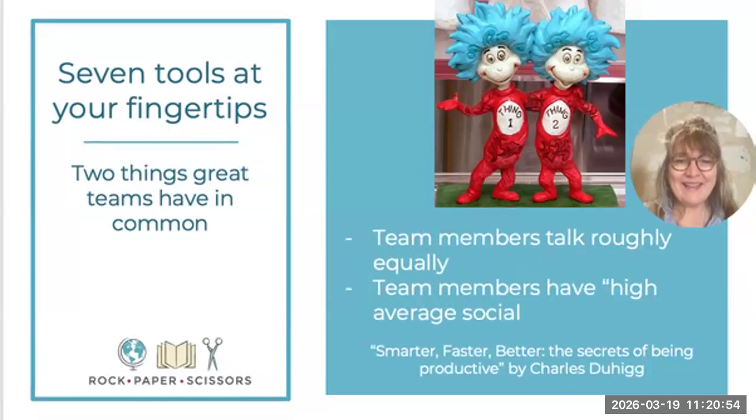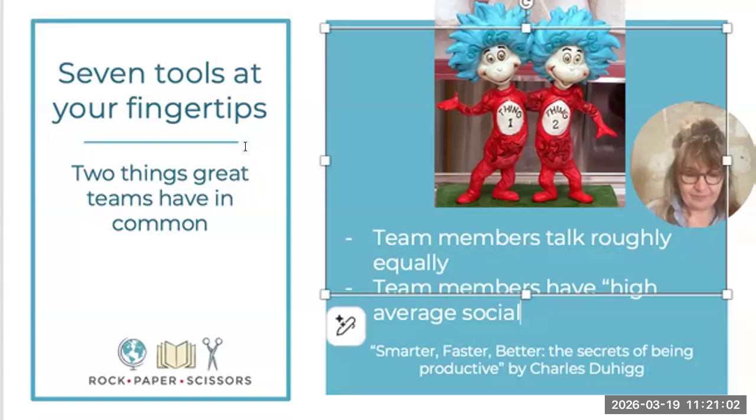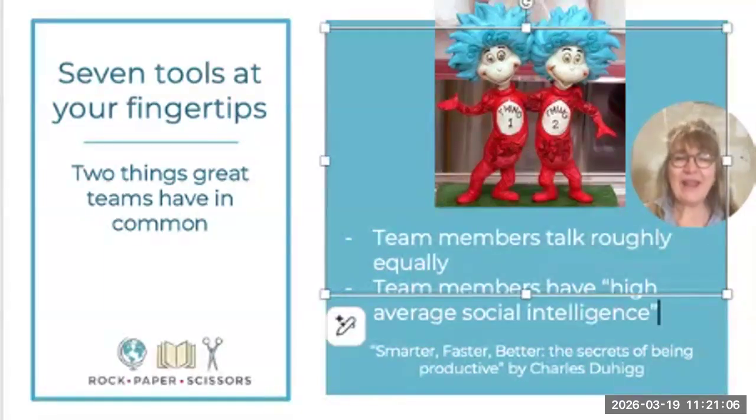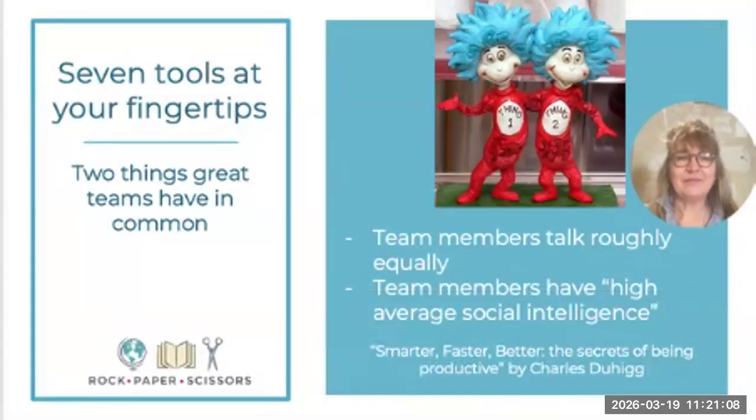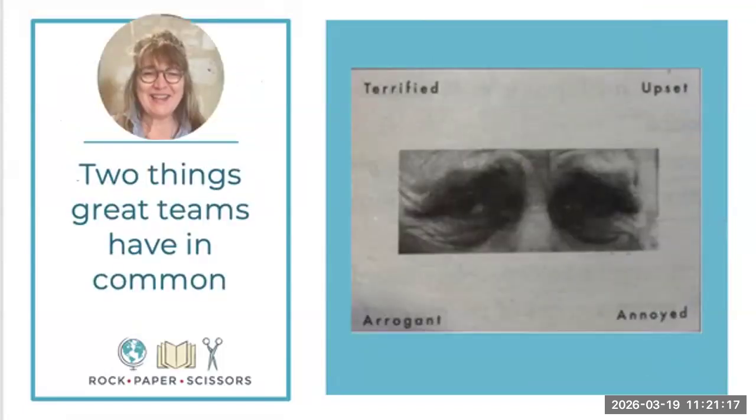The second thing is they have higher average social intelligence, I should say there, sorry. So they're able to read the room. They're able to recognize and pick up how people are feeling. Are people feeling included? Are they feeling okay? So let's do a little test here.